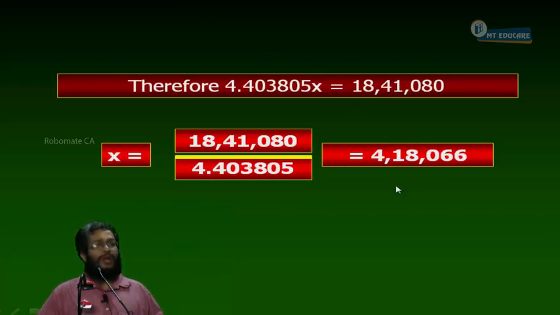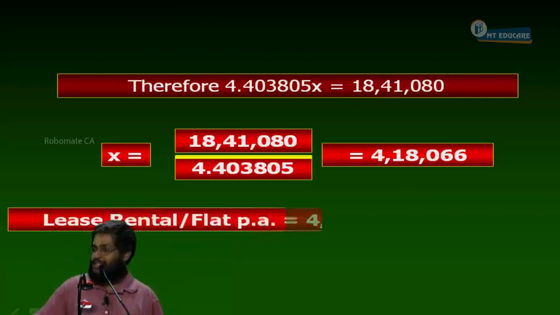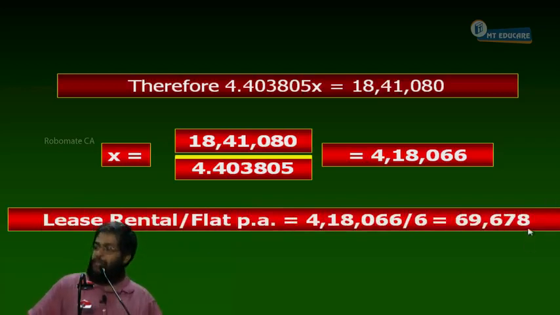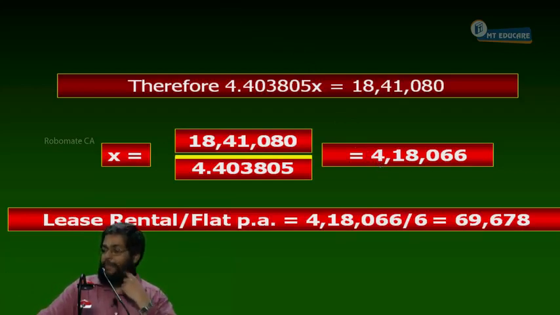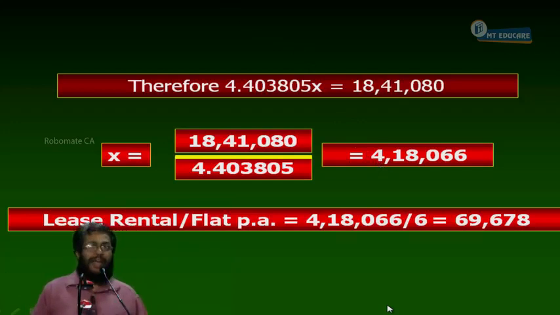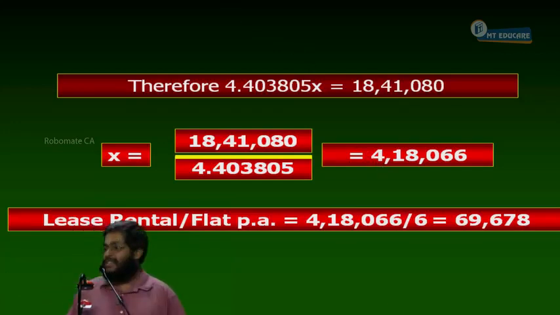Is this the rent for one flat or six flats? Six flats. They are asking you to fix the rent for what? One flat. So divided by what? Six. The lease rental per flat per annum is equal to, since this is the annual lease rental for the entire construction cost of 6 lakhs, 418,066 divided by 6. How much is that?